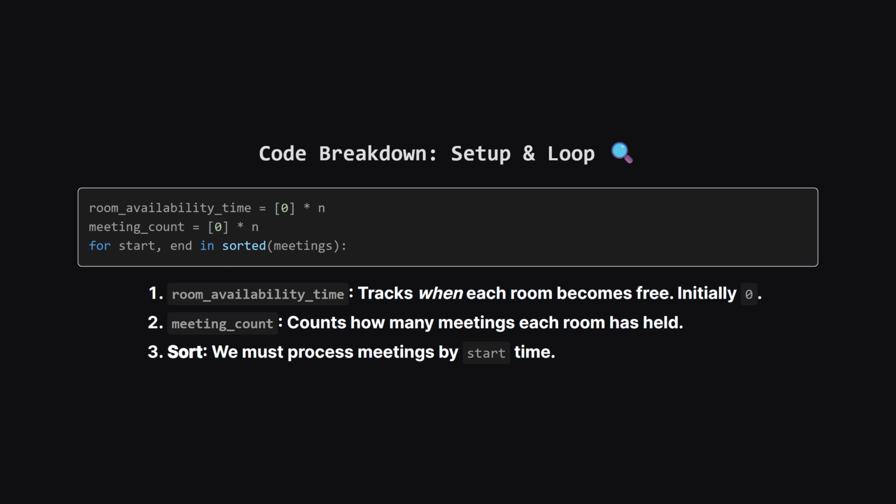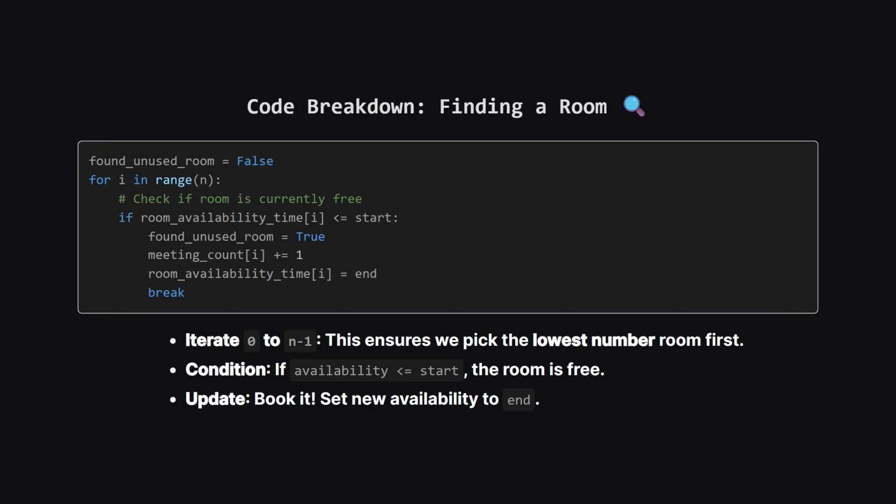First, we initialize two lists. The room availability time list tracks the time when each room will finish its current meeting. The meeting count list just keeps score of how many meetings each room has hosted. Then, crucially, we loop through the meetings, but only after sorting them. This ensures we handle the schedule in the correct order. Inside the loop, we check our rooms one by one, starting from room 0.